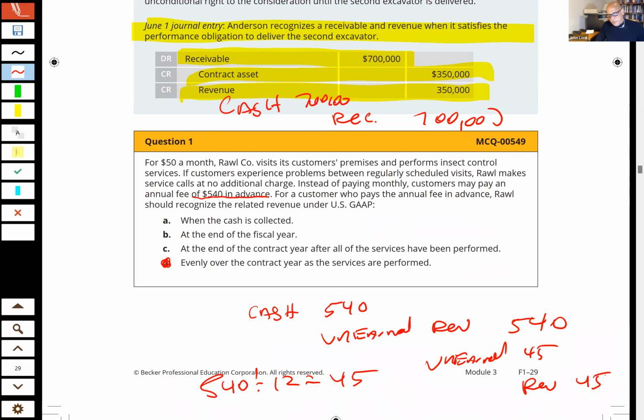This idea that if there are problems in between, you'll have to make an additional visit at no additional charge, but you're still providing that service as you go along. So it's not predicated on results. It's predicated on the actual performance on the contract. And so as you perform, you can take the revenue.